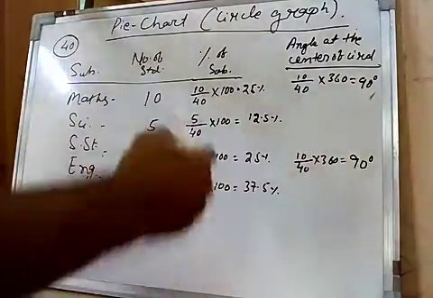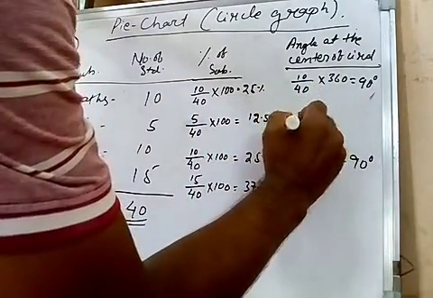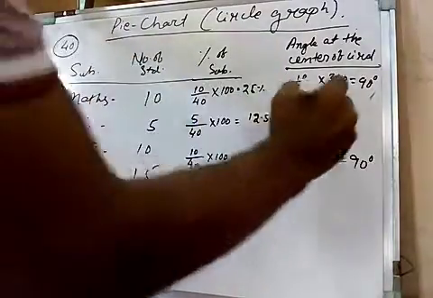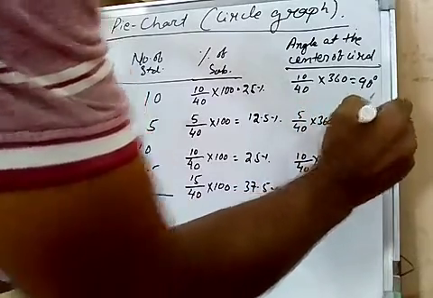Now 5 out of 40. So total number of students 5, those who like science, out of total students 40, multiply by 360 degree, that is 45 degree.